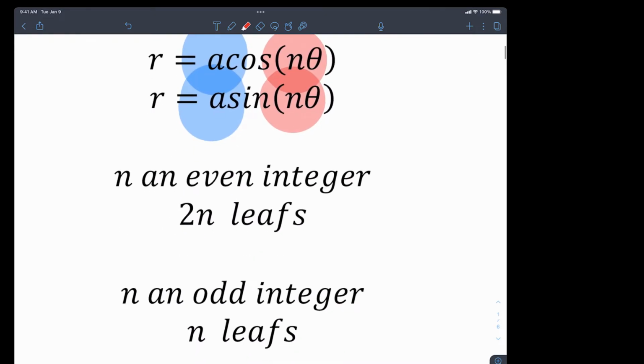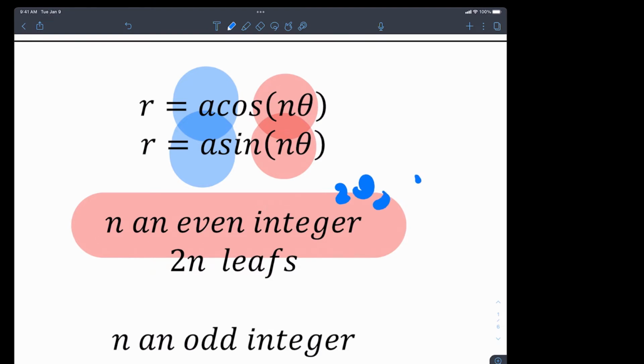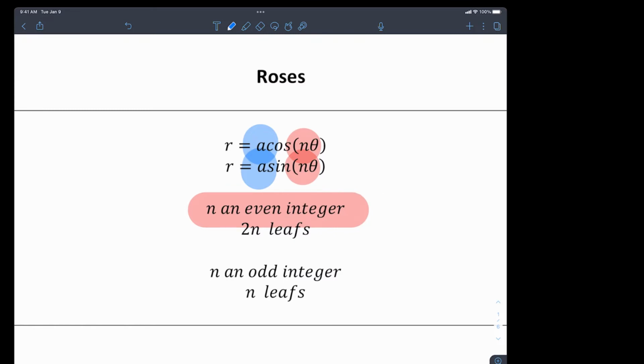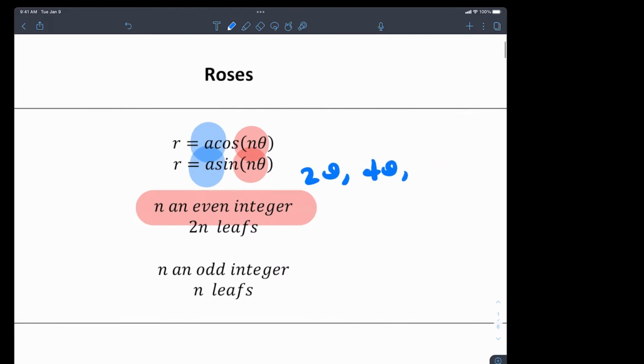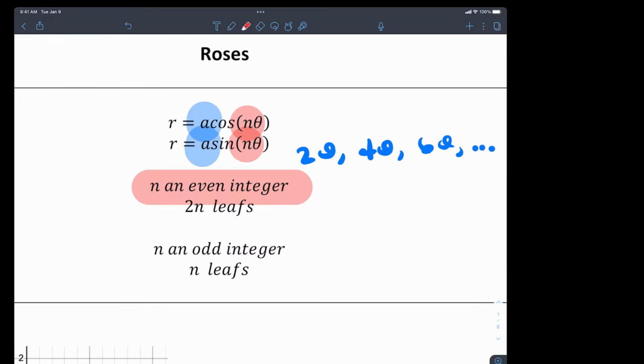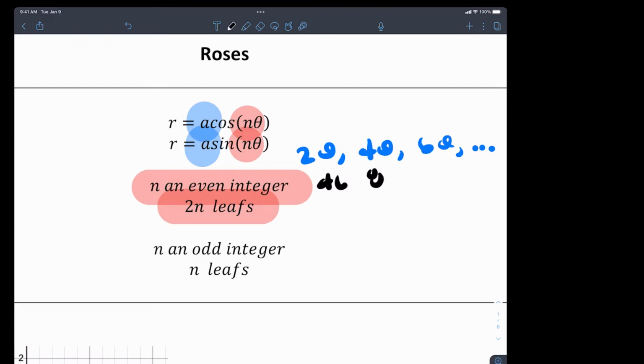And now you say, okay, n is an even integer. If n is even, do you know what even numbers are? Like if you see 2 theta, 4 theta, maybe 6 theta, and so on. How many leaves do you have? You have what's called 2n leaves. So you simply double. This will be 4 leaves, 8 leaves, 12 leaves.